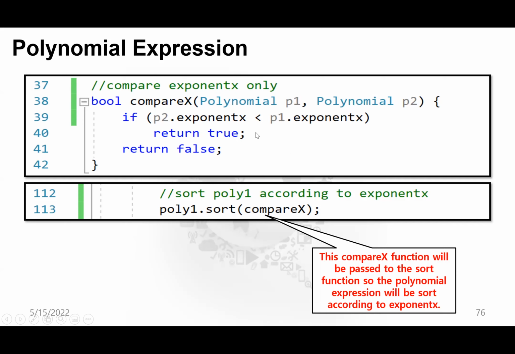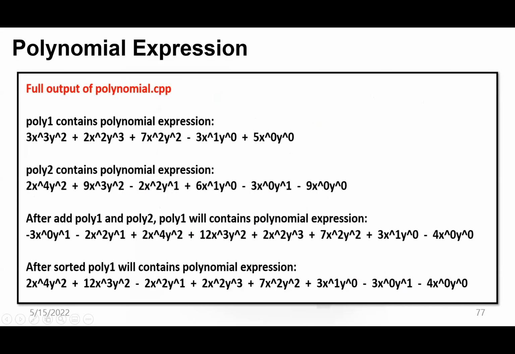So here we sort according to the exponent x only, right? So this is the full output of this program polynomial.cpp. If this is my poly1 and this is my poly2 expression, after the addition, this is what I get from the program, but it's not sorted according to exponent x. I want it to be sorted, so I call the sort function, and after that you will see that my expression is sorted according to exponent x.